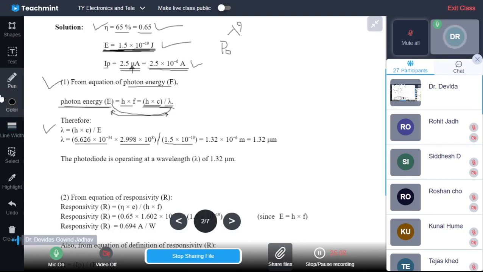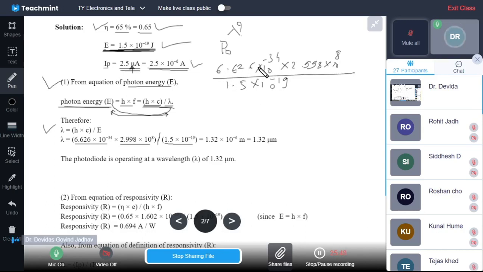Again, the same method you can adapt. 6.626 times 10 raised to minus 34, times 2.998 times 10 raised to 8, divided by 1.5 times 10 raised to minus 19. So these powers of 10 we can first sort out.